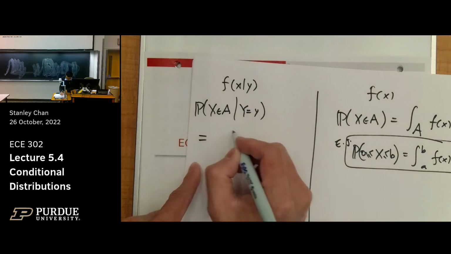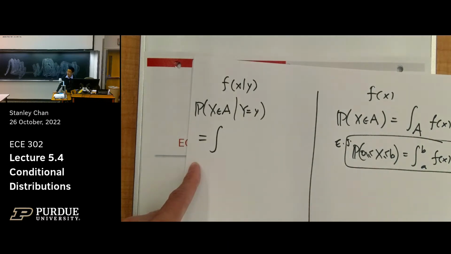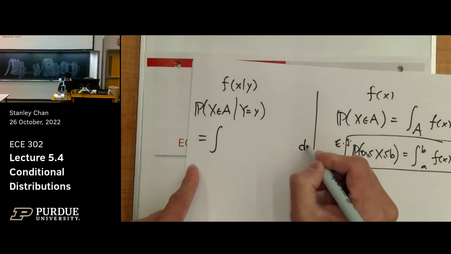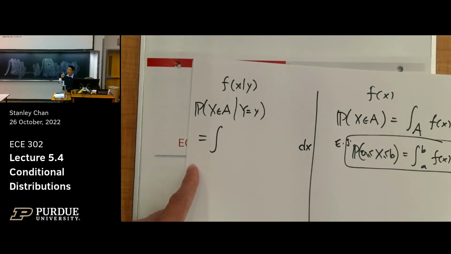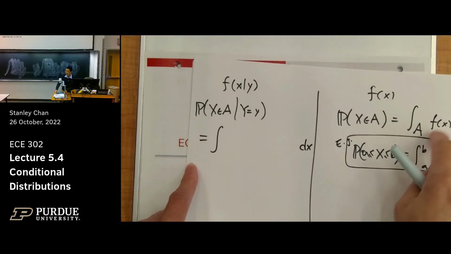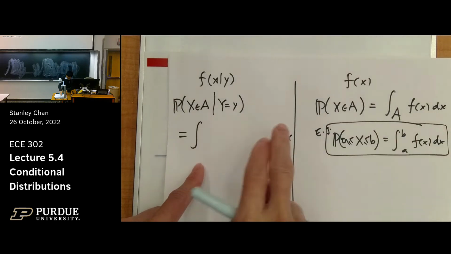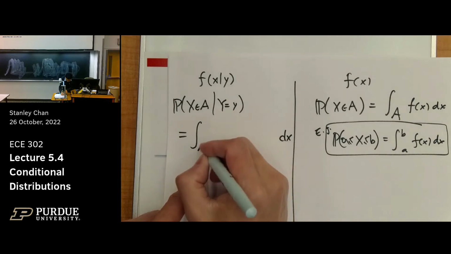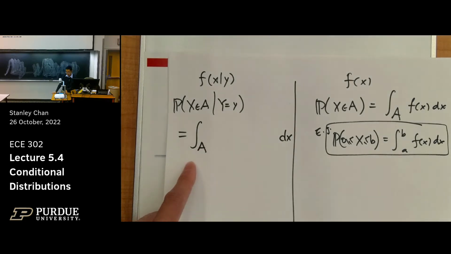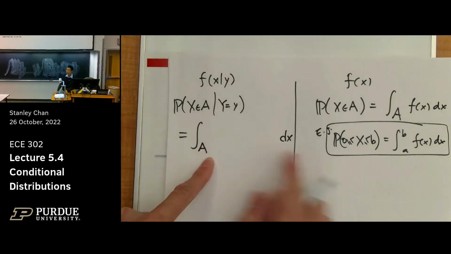What should the probability be? Well, let me tell you, it is still the integration. It is still dx, not dy. Pay attention. You're integrating dx, exactly the same as before. You still have a set A here. But what should I put into this integral?